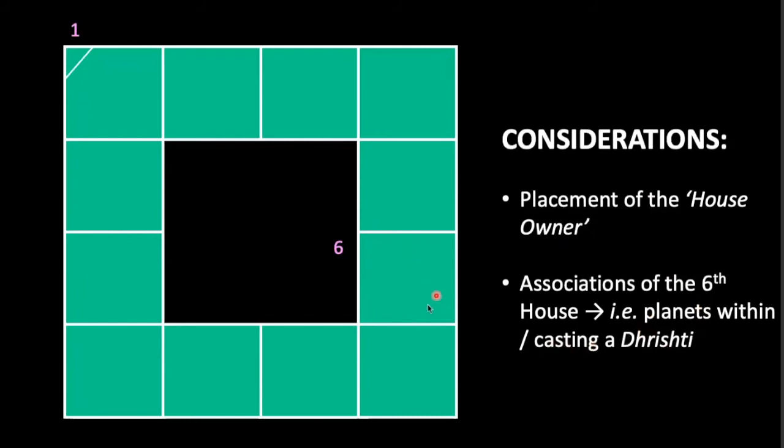Maybe the owner is the sun, but the sun is probably here in Vrischikam. But maybe there's another planet there. What if Saturn is here? Saturn is a malefic planet, and the sixth house is a Dusthana house. So a shadow planet sitting in a shadow house is not good. If you're going through a sixth house dasa or a bhukti, you can expect that the native is going to experience a very negative period. But what if you get a positive planet here, such as Jupiter sitting there?